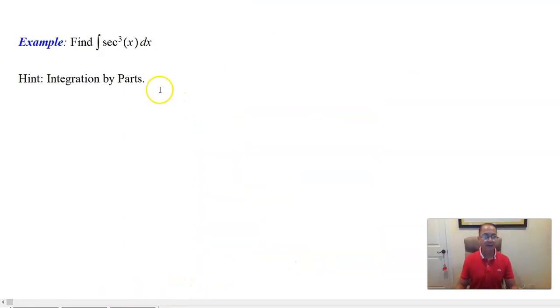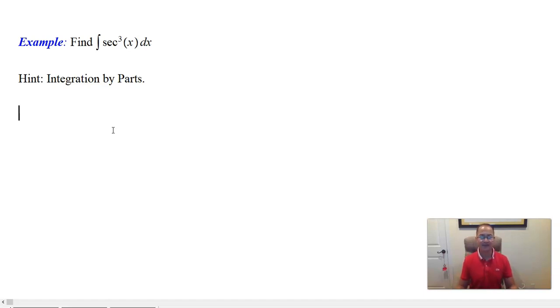For our final example, while it's pouring outside, we know how to integrate secant squared, and then we drop down to secant, just one power. And now we want secant cubed. And this integral is going to be very important, just like secant, for the next couple of videos. What are we going to do here?